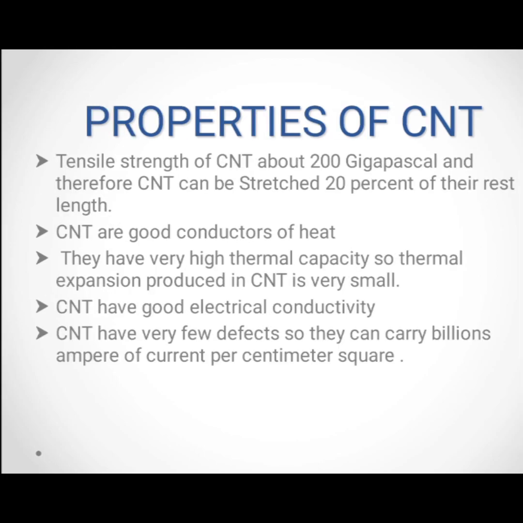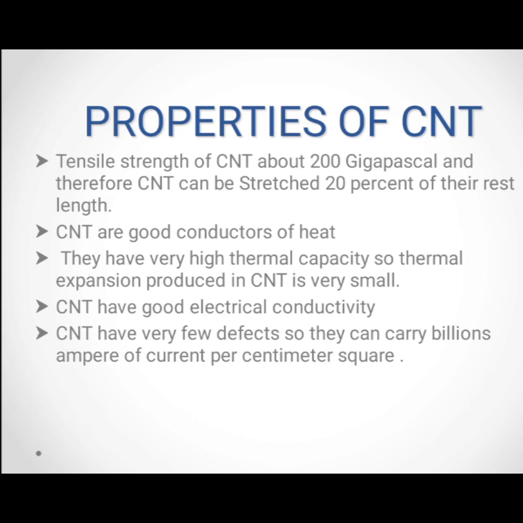So the properties of carbon nanotube: tensile strength of carbon nanotube is about 200 gigapascal, and therefore carbon nanotube can be stretched 20% of their rest length. Carbon nanotube are good conductors of heat. They have very high thermal capacity, and thermal expansion produced in carbon nanotube is very small. Carbon nanotube have good electrical conductivity. Why do they have good electrical conductivity? Because three electrons are covalently bonded, and the other electron is free, which made them highly reactive.